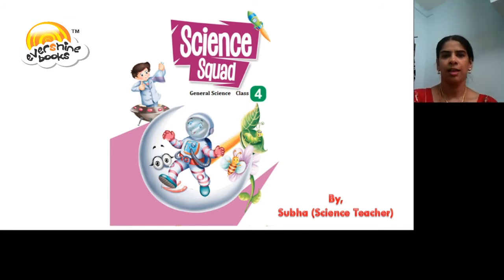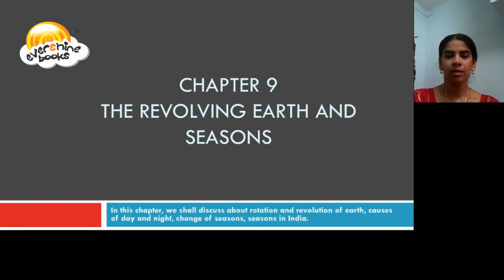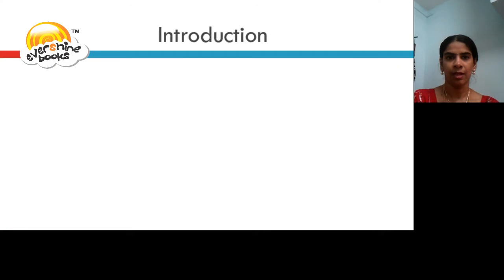Hello students, let us learn general science from the book Science Squared of class 4. Let us learn chapter 9, the revolving earth and seasons. In this chapter, we shall discuss rotation and revolution of earth, causes of day and night, change of seasons and seasons in India. Let us learn the chapter.